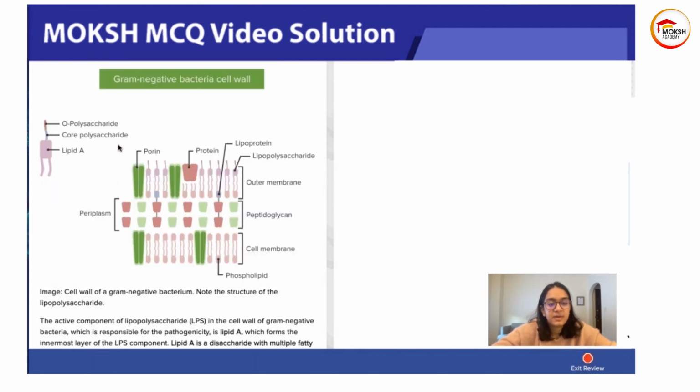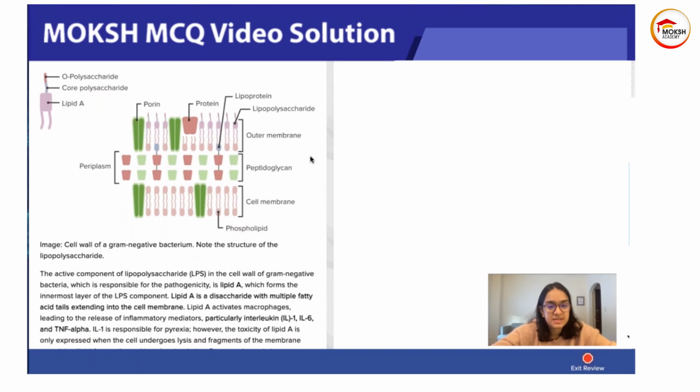So the main takeaway point here is the lipopolysaccharide layer, which has lipid A, produces IL-1, causes fever, and the fact that it is an endotoxin.